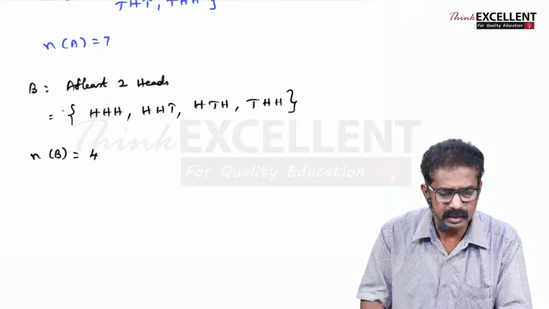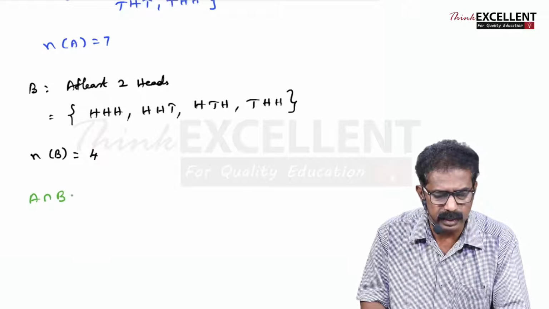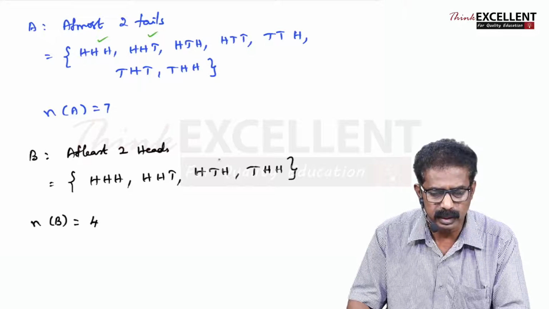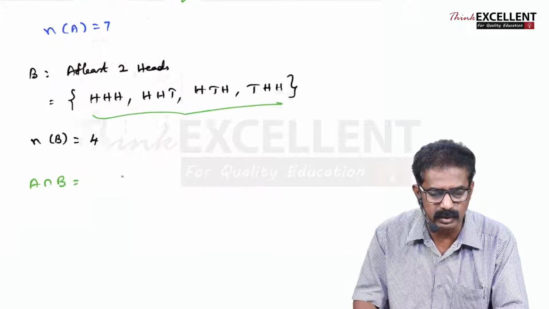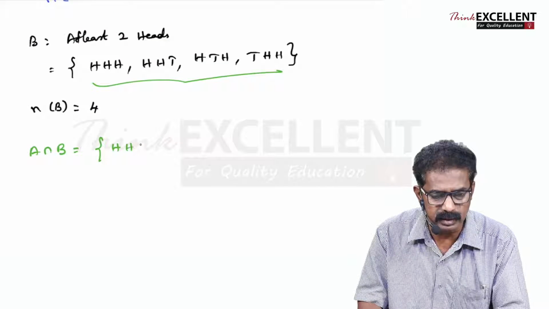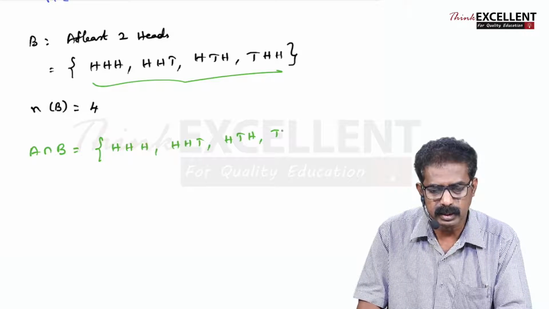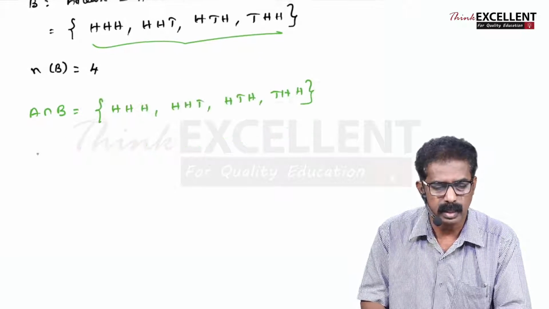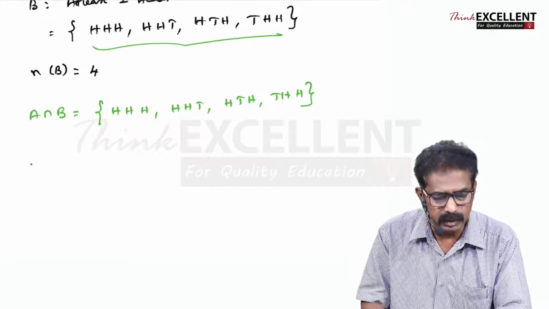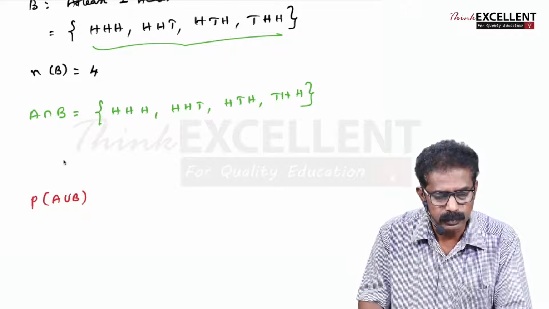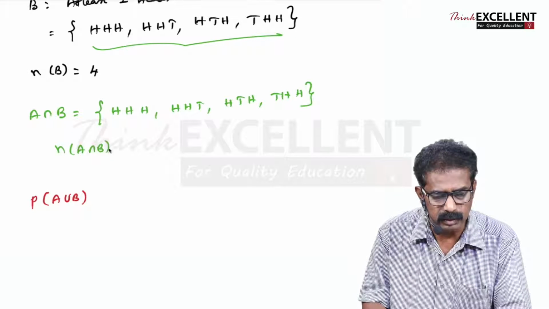Now we find A intersection B. What is common to both? HHH is there, yes. HHT, yes. HTH, yes. THH, yes. All these 4 are there also, right? So I write the same thing: HHH, HHT, HTH, THH. So they asked to find P of A union B, but before that you can write N of A intersection B, which is also 4.